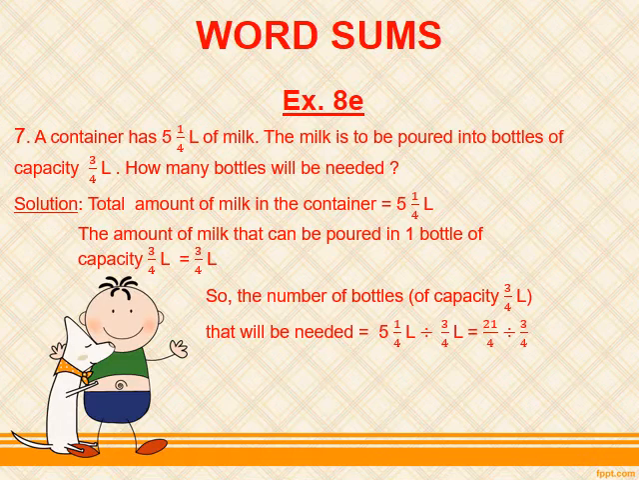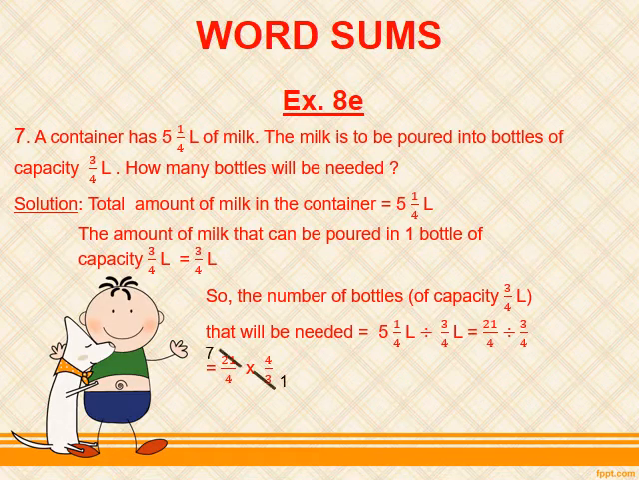Now first of all, we have to change 5 1 by 4, which is a mixed fraction, to an improper fraction, which is 21 by 4. So 21 by 4 divided by 3 by 4. Now children, in the next step we will write the reciprocal of 3 by 4, which is 4 by 3, and we will put the multiplication sign. So 21 by 4 multiplied by 4 by 3.